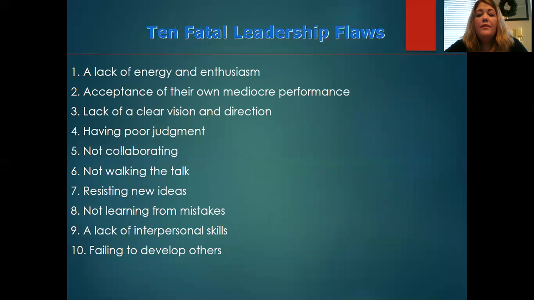10 fatal leadership flaws. These are things that leaders can miss the mark on. It doesn't mean they're not a good leader, but these are things leaders need to be looking at in themselves and working on consistently. So, a lack of energy and enthusiasm.